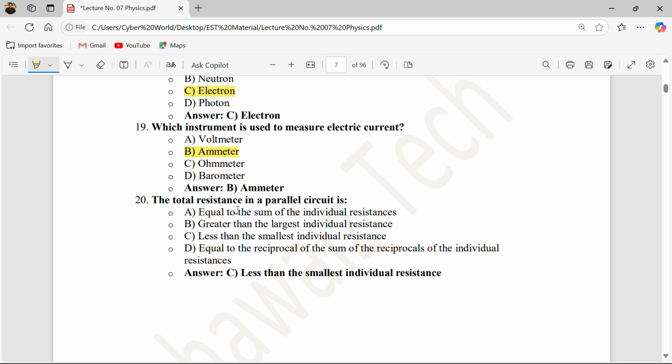The total internal resistance in a parallel circuit is, okay.